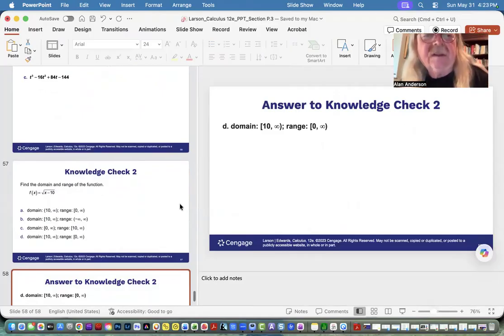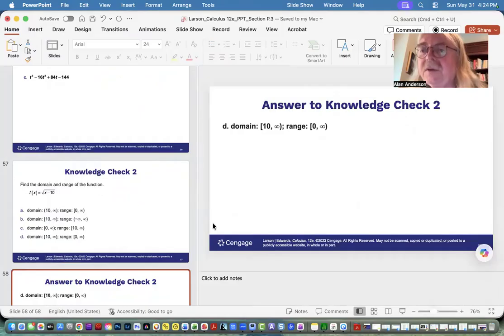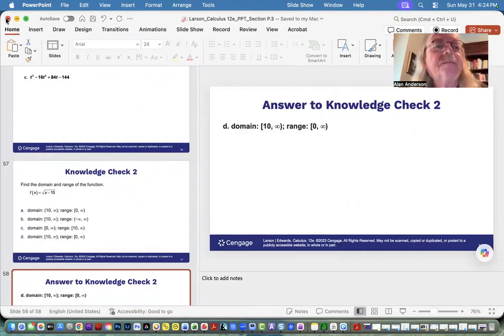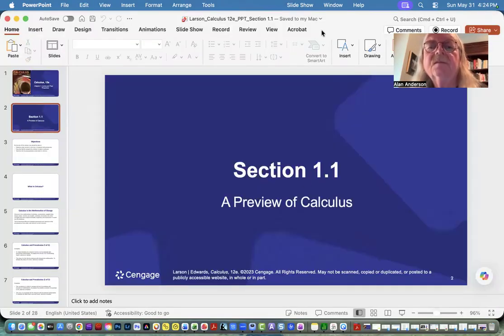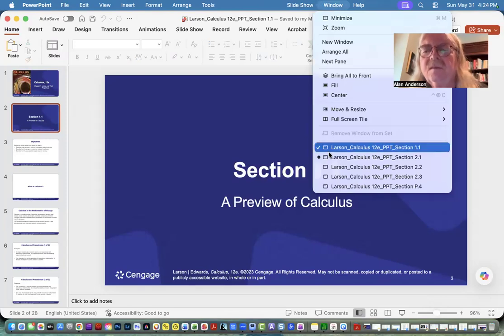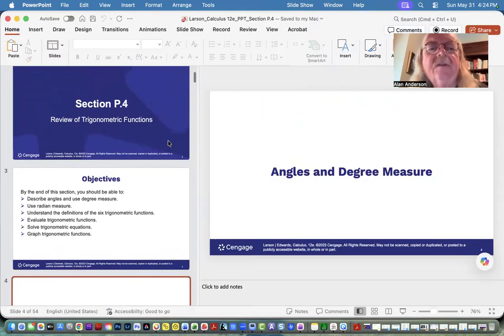Okay, wonderful. All right. So there's one more section here of our review. This was P3, it's called. Now we're going to move on to P4. Review of trig functions.